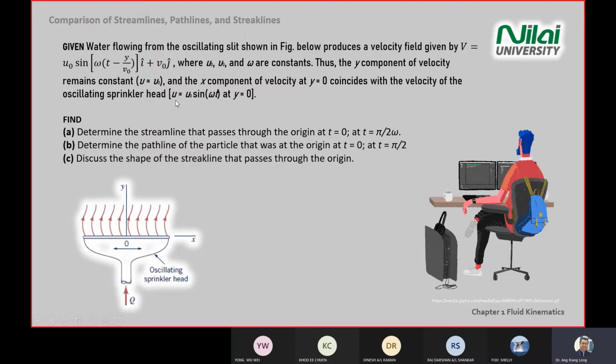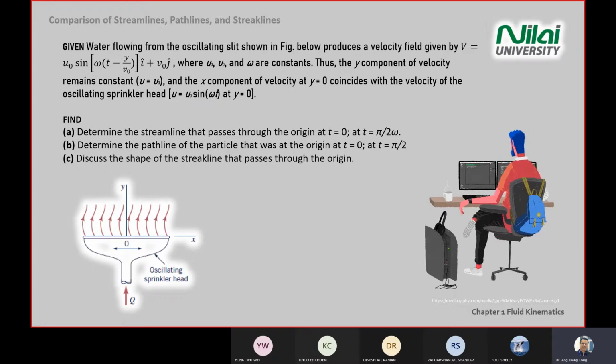which, if you recall your trigonometry, is a sinusoidal equation or sine wave equation, because u naught is a constant, you can assume as 1. Omega, you know, is a rotational speed, times t is a constant value or is an angle. So sine of an angle is a sine wave pattern.